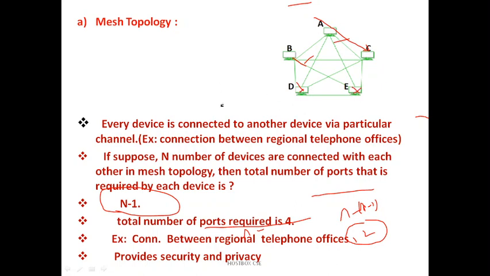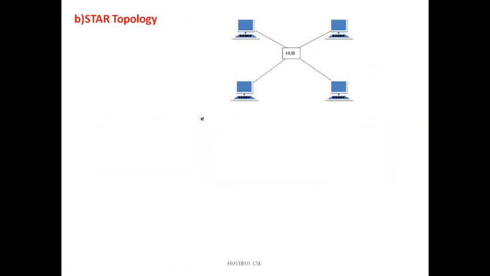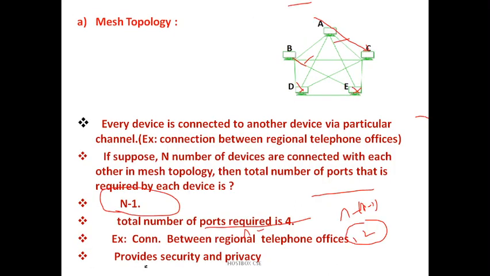So in mesh topology, remember, all the devices are connected with a particular channel, and the advantages are security and privacy. One more example is the connection between regional telephone offices, one of the easiest examples to understand mesh topology.